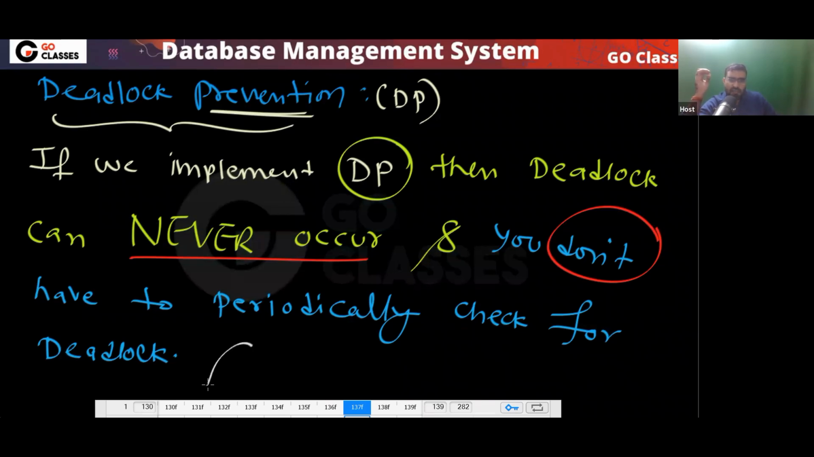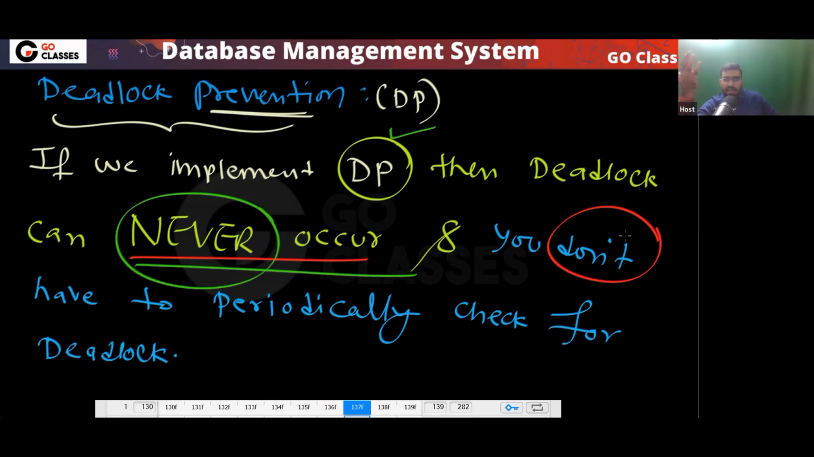Deadlock avoidance says that after every request, I will check. If I think that deadlock is possible or might be possible, then I will reject that request. So I will avoid deadlock. Okay, very simple. So anyway, this is your deadlock prevention. If you implement deadlock prevention, then deadlock can never occur and there is no need to check for deadlock. You can just rest.